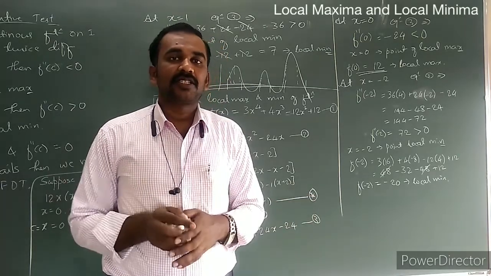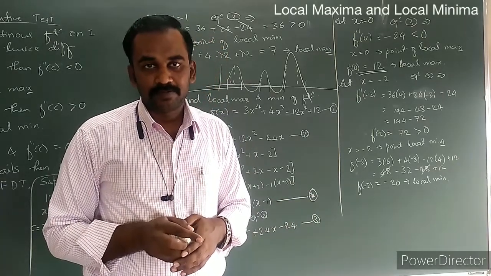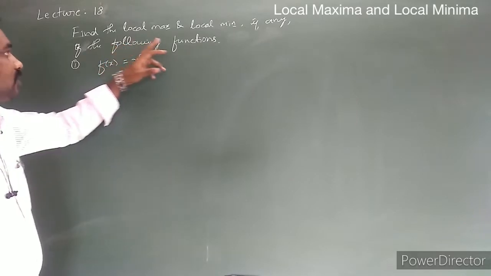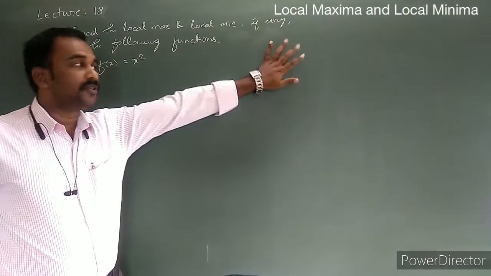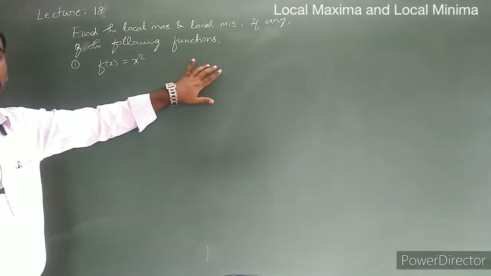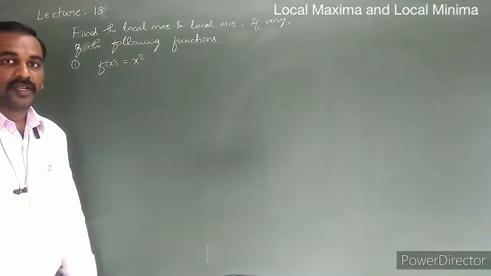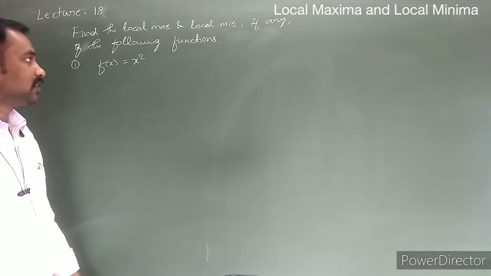Okay, now let's move to the next example. Find the local maxima and local minima, if they exist, of the following functions. In that, the first one is f of x equal to x square.